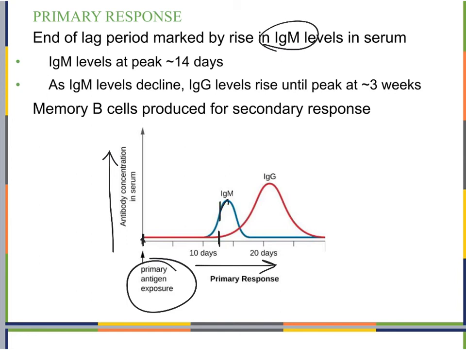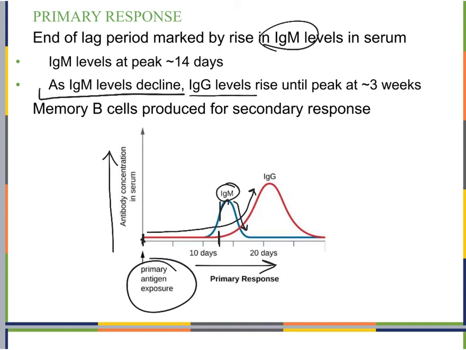Once we have that rise in the IgM, then we say, okay, this person actually is fighting off an infection or some sort of pathogen. Then as IgM levels decline, so after we have our first exposure, we have a high amount of IgM, but then they're going to decline, and we have our IgG, which are always in the bloodstream, that is going to increase at that point.